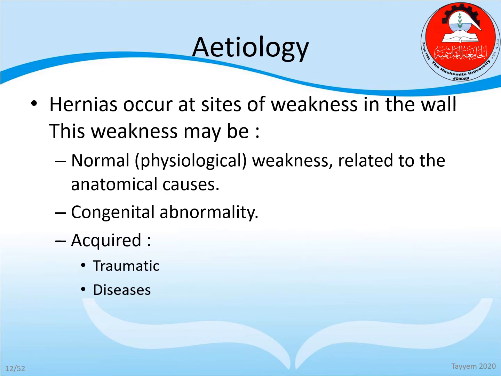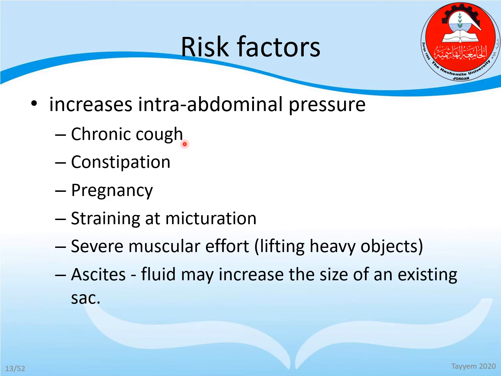The hernias occur usually at a site of weakness in the abdominal wall. This weakness could be normal or physiological, such as in the inguinal hernia, or could be acquired, either due to disease or trauma. Risk factors for hernia development include chronic cough, constipation, pregnancy, straining at micturition, severe muscular effort, and ascites. All of these will lead to an increase in the intra-abdominal pressure and the development of hernias.